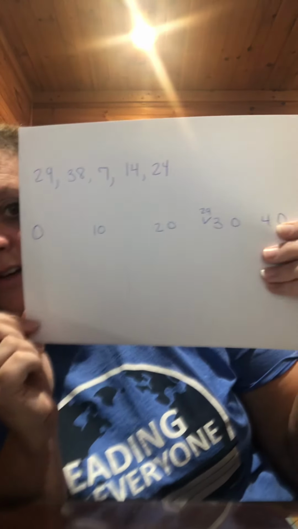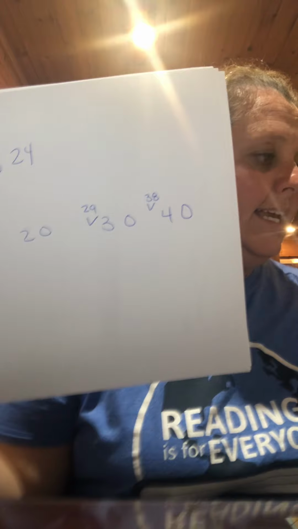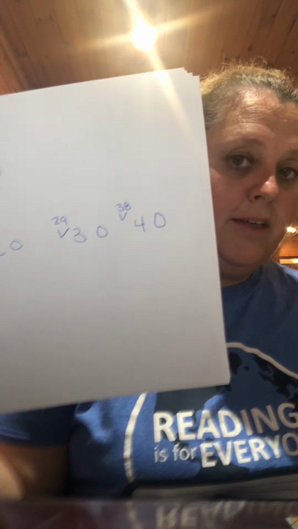Okay. So let's place 38. Where's 38 going to go? You're right. It's going to go between 30 and 40. So put 38 right here. And I did a little arrow there because I wanted you to see where it goes. Okay. 38.